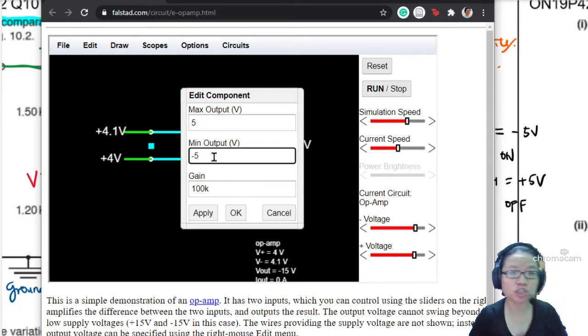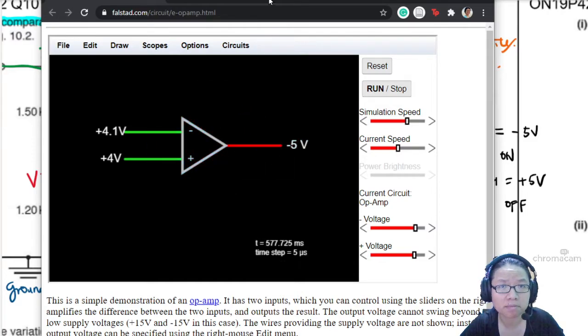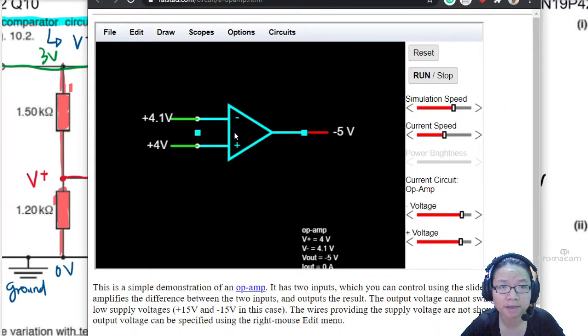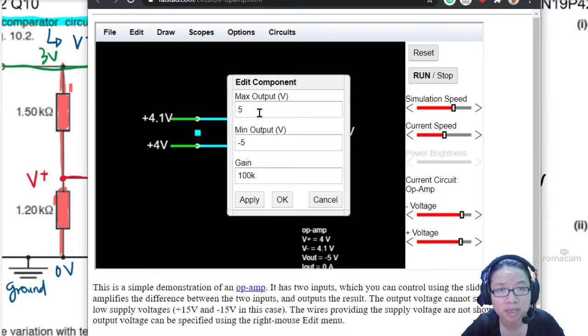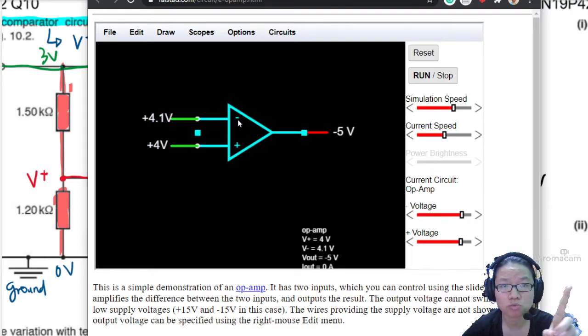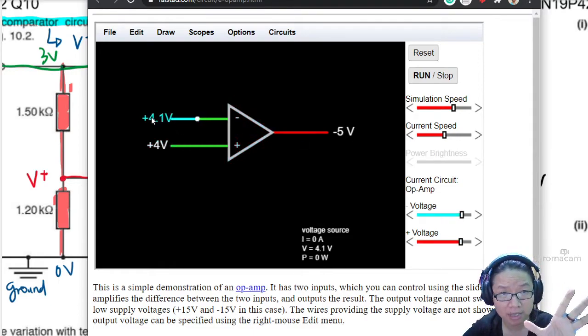And we mentioned just now the gain is very large: 100,000, infinite, 1 million, so this is good enough. So this is my gain, plus minus 5. You check the circuit, this is plus minus 5. This means the maximum output is plus minus 5. It's the supply. Now, as we are comparing V minus, which is the top one, to V plus, if V minus is bigger than V plus, for example 4.1 is bigger than 4, the output will be negative 5. So that's one of the possible outputs.